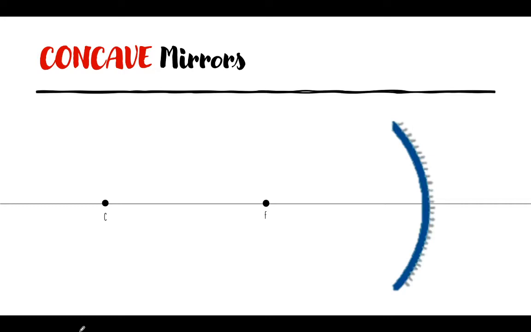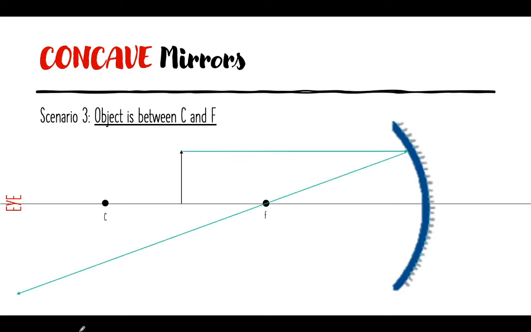Moving on to our third scenario. In this case, the object is between C and F. The same set of lines in this as well. So starting at the top of my object, going back towards the point F. Second set of lines, starting from the top of my object, going to F, through F to the mirror and then back.